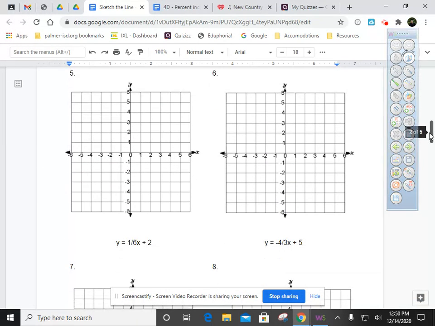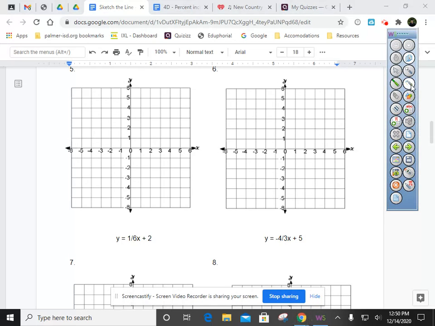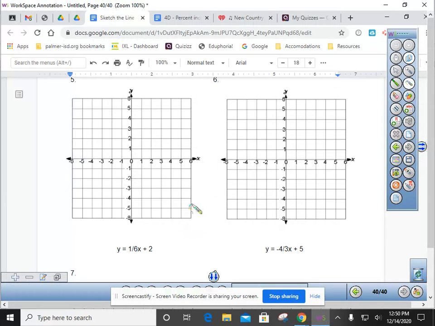Next page. What is the y-intercept? 2. And the slope? 1, 6. Pretty cool, huh? What about this one? Y-intercept? 5. Slope? -4/3.